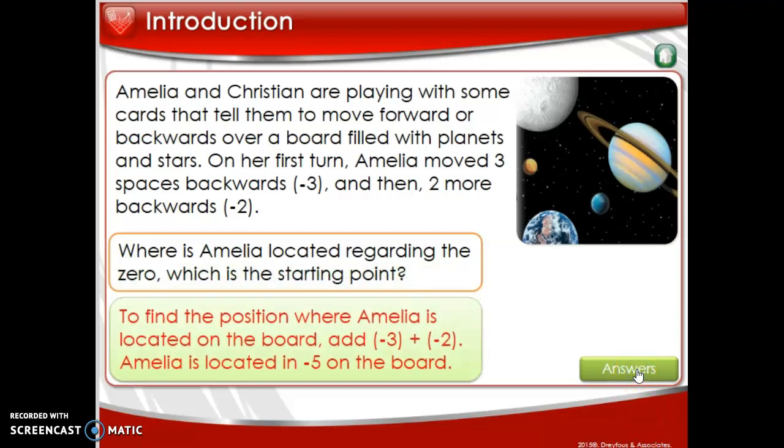To find the position where Amelia is located on the board at -3 and -2, we have to add -3 plus -2. The result is -5. Amelia is located in -5 on the board.